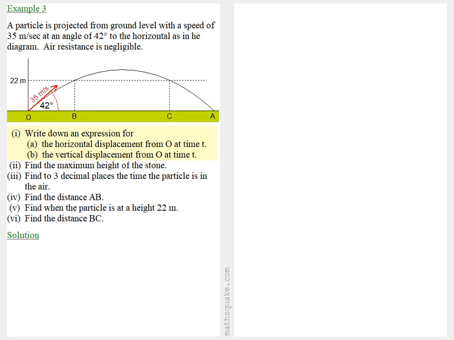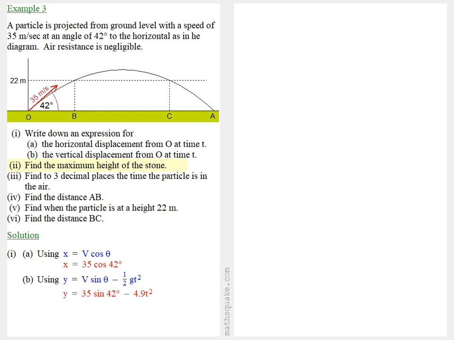Well, to solve this, we have the formula x equals vt cos theta. x is the horizontal displacement. So x is equal to 35t cos 42. And we have the formula y equals vt sine theta minus a half g t squared, where y is the vertical displacement. And so y equals 35t sine 42 minus 4.9 t squared.